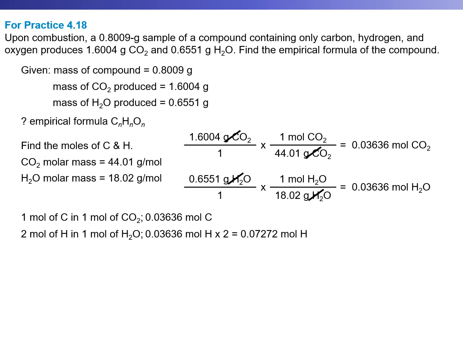All right, so that looks pretty good. So what are we going to do next? Well, we're going to back out of moles, because what we found with these values right here are the moles of our products. But we want to convert that back into grams of carbon and grams of hydrogen, so we can find the grams of oxygen.